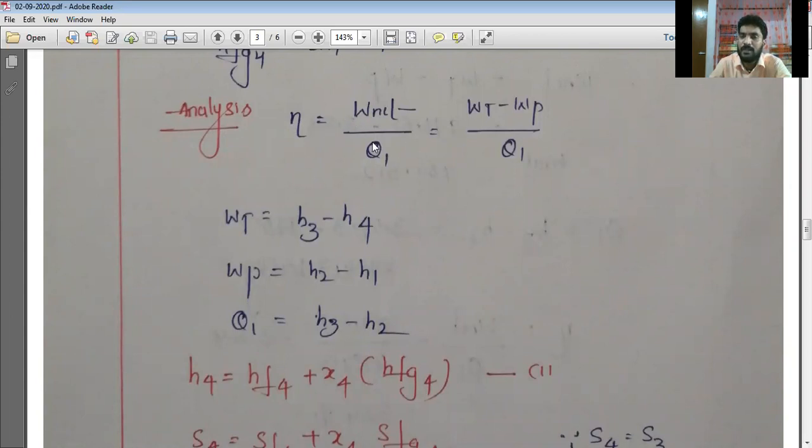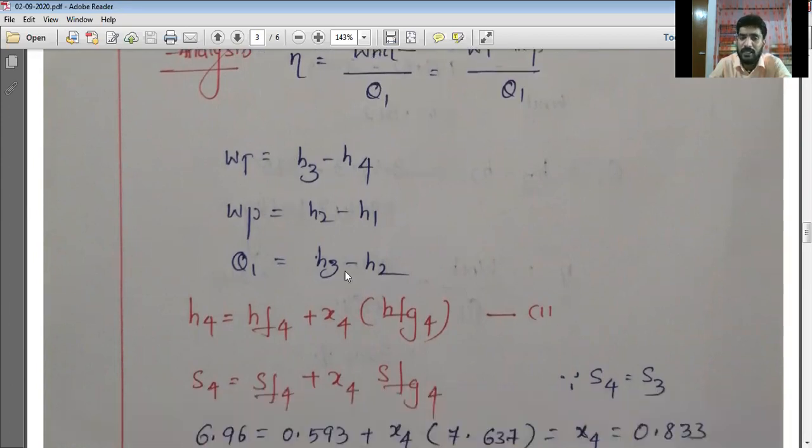Efficiency is equal to net work done divided by heat supplied. Net work done is turbine work minus pump work. Here, according to our HS relation and TS chart, the turbine work WT is equal to H3 minus H4, pump work is equal to H2 minus H1, and Q1 is equal to H3 minus H2. In any problem, you identify the known values and the unknown values. Here known values are H3 and H1, unknown values are H4 and H2. Now the initial step is to find the unknown values.